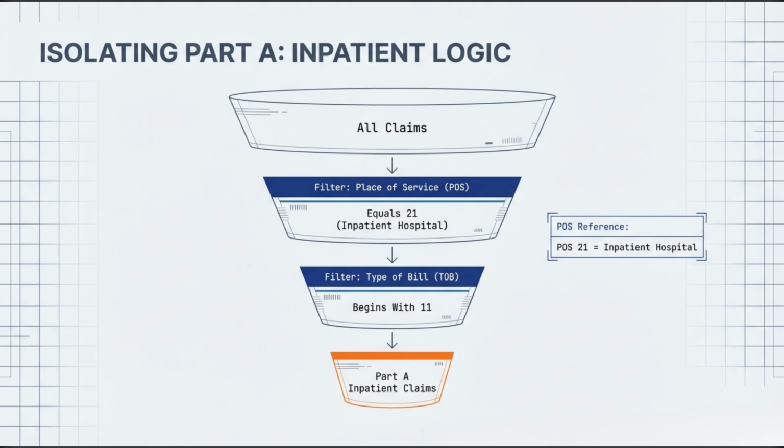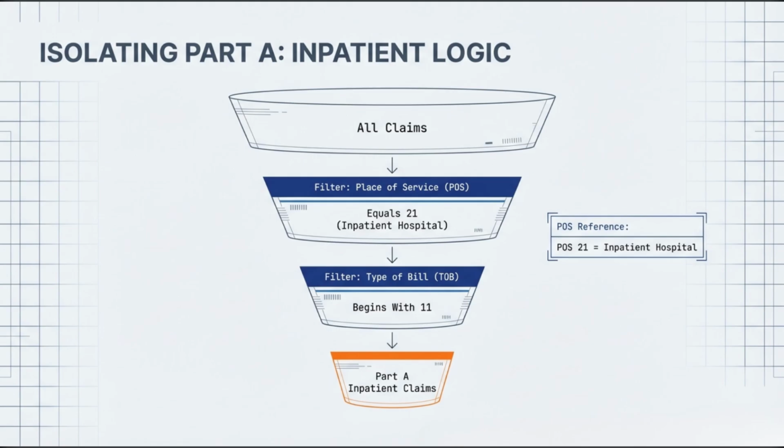All right, let's dive right into isolating those crucial Part A inpatient claims. This is where we start sifting through all the claims data to find exactly what we need. Our first filter? Place of service, or POS. What are we looking for here? Claims where the POS equals 21. And as that helpful reference box reminds us, POS 21 means one thing: inpatient hospital. Simple, right? We're narrowing down to hospital stays.